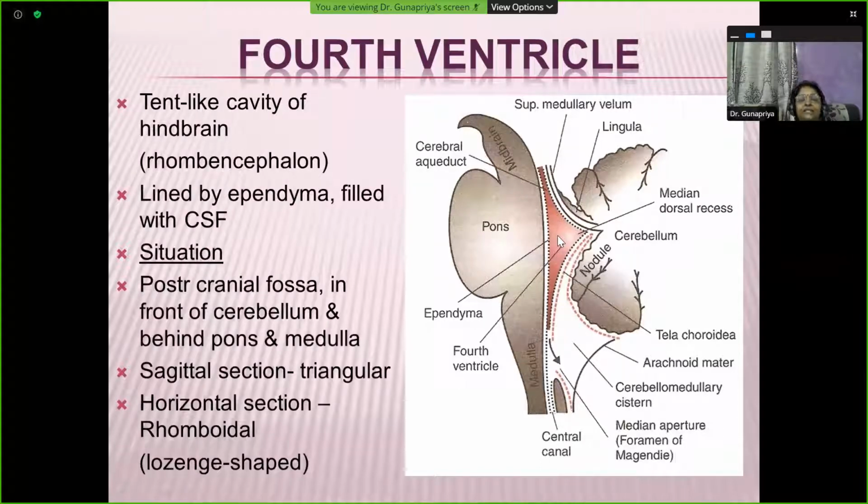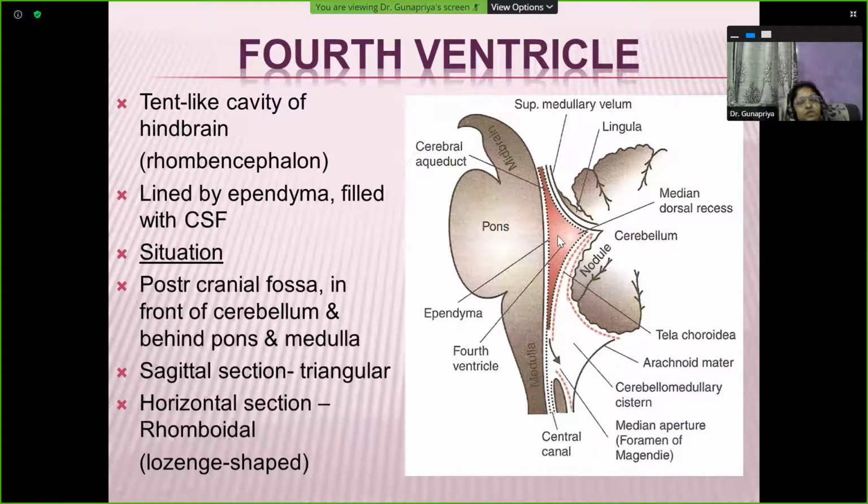There is a capillary plexus within the cavity of fourth ventricle, formed from PICA, the posterior inferior cerebellar artery, a branch of the vertebral arteries. So the cerebrospinal fluid will also be synthesized from the blood within the choroid plexus, which is derived from the capillaries of the PICA artery. Okay, so it's a tent-like cavity seen within the hindbrain or rhombencephalon, lined by ependyma, filled with cerebrospinal fluid. Now situation, where is it situated?